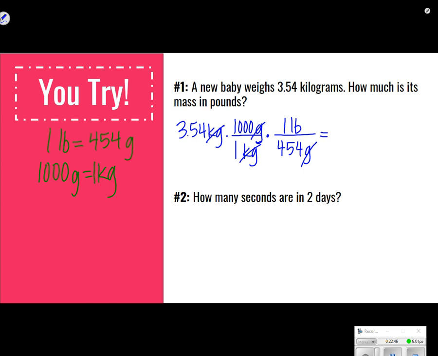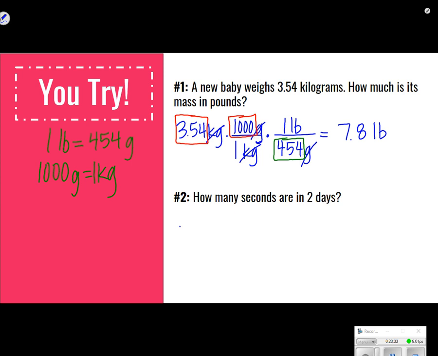And I am going to do 3.54 times 1,000. And when I'm done with that, because the 454 is in the denominator, I will divide by 454. So 3.54 times 1,000, and then divide that answer by 454, and we get 7.797. I'm going to go with 7.8 pounds. So almost 8 pounds.